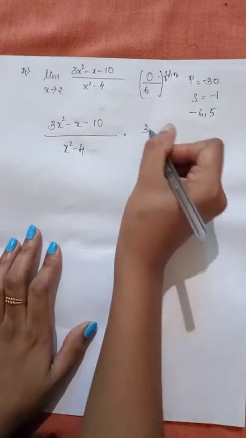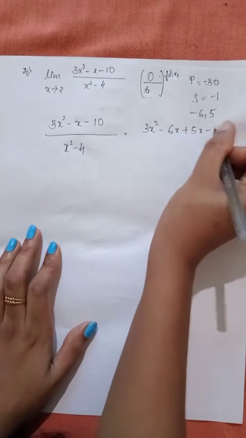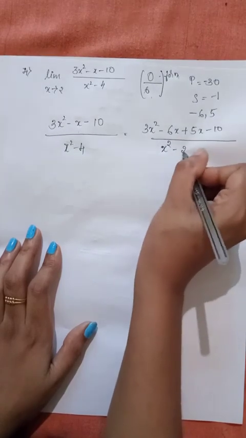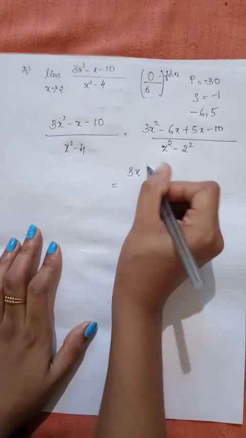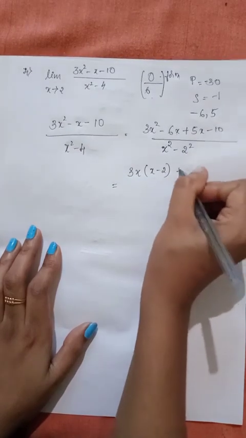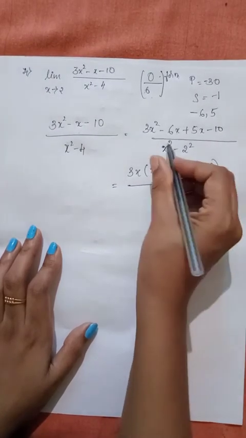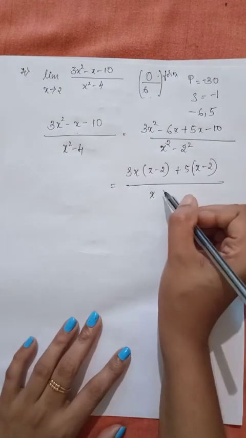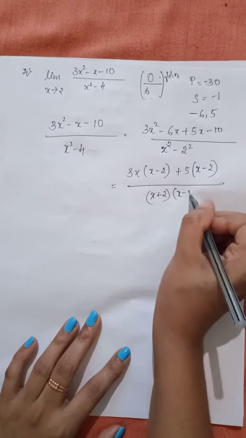So it is 3x square minus 6x plus 5x minus 10 divided by x square minus 4, which can be written as x square minus 2 square. So what is common in the numerator? It is 3x, x minus 2 plus 5, x minus 2 divided by x square minus a square. Apply the a square minus b square formula. So it is a plus b into a minus b. So it is x plus 2 into x minus 2.